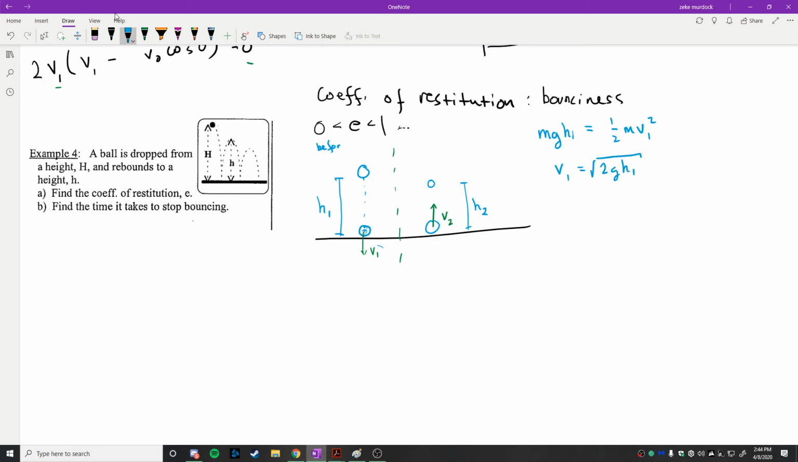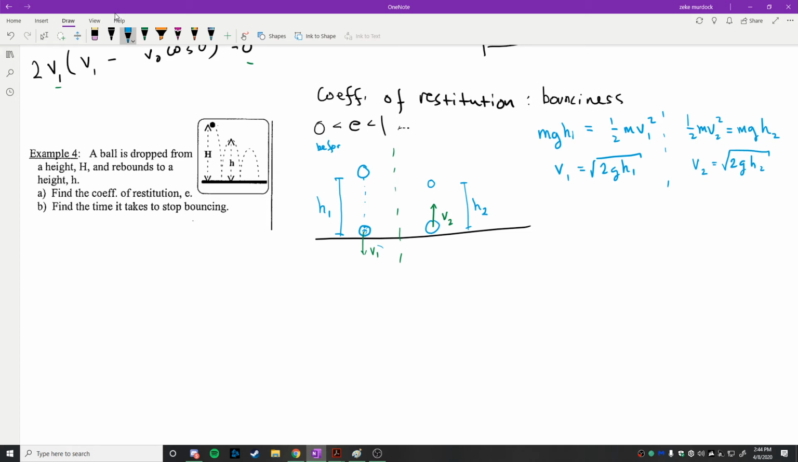And then you get the same thing in the secondary case here, where you have an energy conversion, except now you start off with kinetic energy, and it gets converted into potential energy. So again, we get this relationship that V2 ends up being related to the square root of 2 times g times h2.